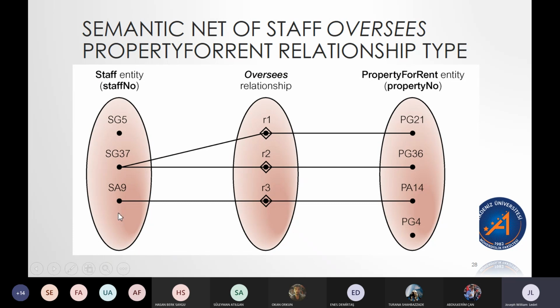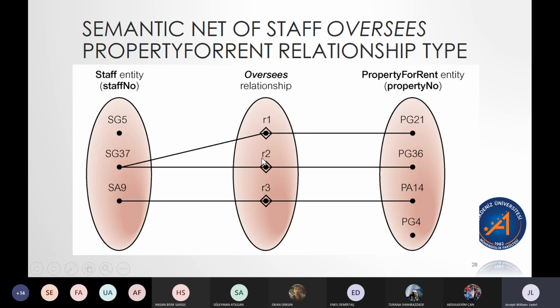A one-to-many relationship might be represented like this. Staff oversees different properties for rent. Notice we have a lot of non-participation here, don't we? We've got non-participation on both sides. We have SG5. If you think back to a couple of slides ago, SG5 was a manager, right? So managers may not always oversee properties. Okay. So SG5, staff doesn't have to participate in the oversees a property for rent relationship. We might have staff people that don't oversee any properties.